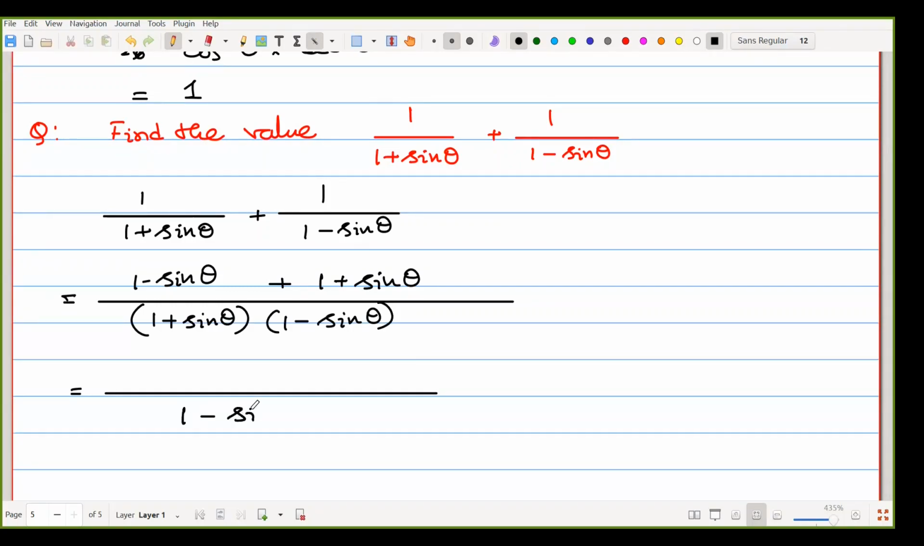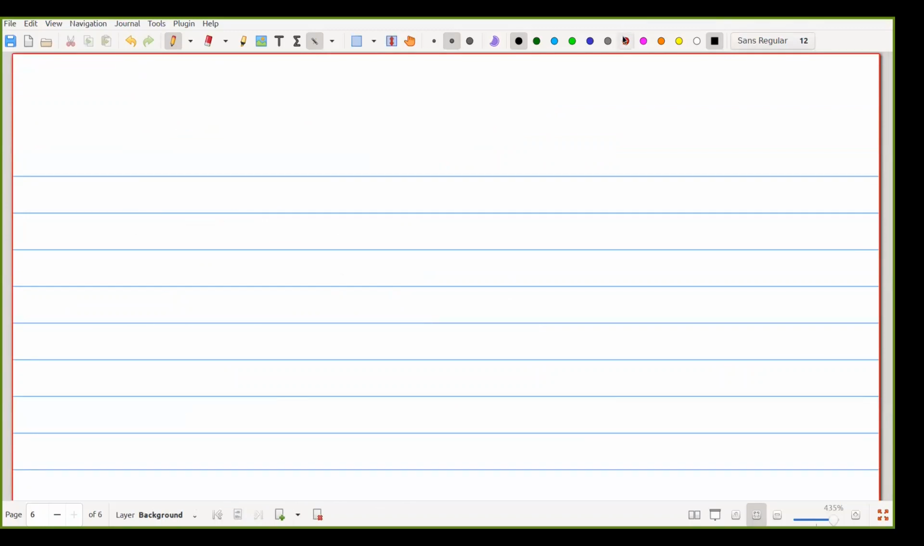The denominator is now a plus b into a minus b, that means 1 minus sine square theta. And here minus sine theta and plus sine theta cancel. So the numerator is now 2, that is 1 plus 1. Now look at the denominator, 1 minus sine square theta, that means cos square theta. So 2 by cos square theta. Now 1 by cos square theta means sec square theta. So we can write it as 2 sec square theta.